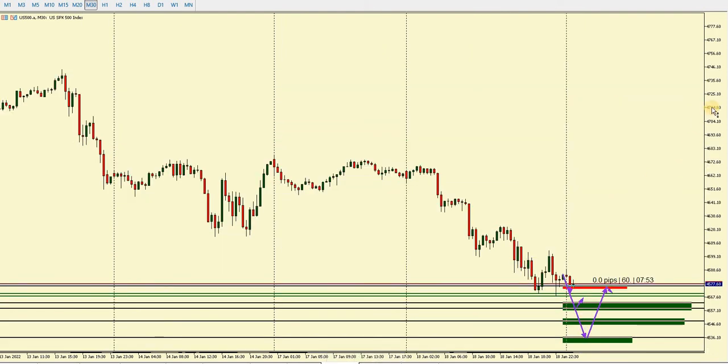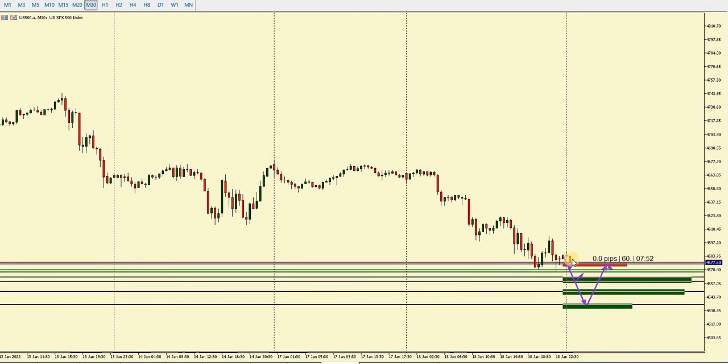US 500 is in the buying zone. We need this candlestick to come down. You might say the level is too low, but no, this is not. The levels are actually high. I'll show you.